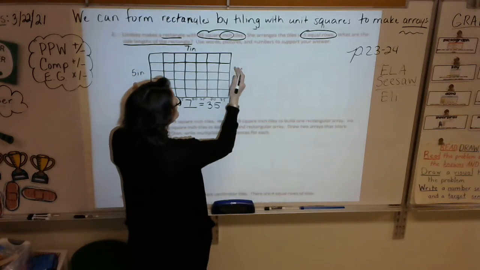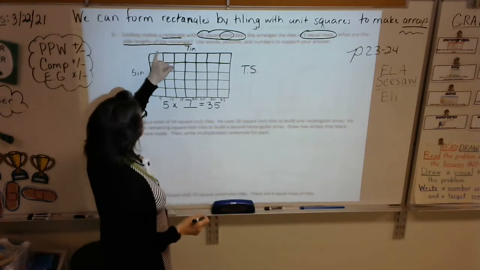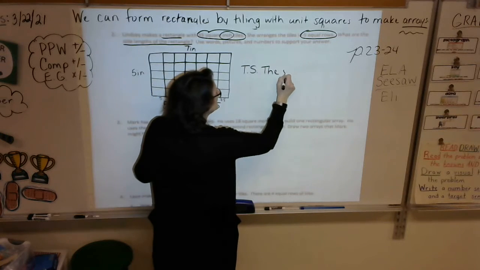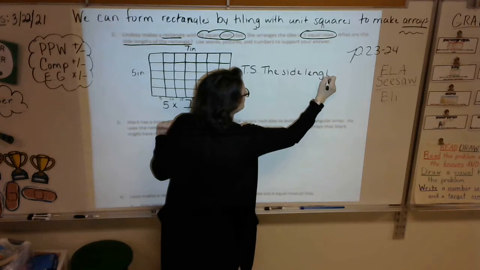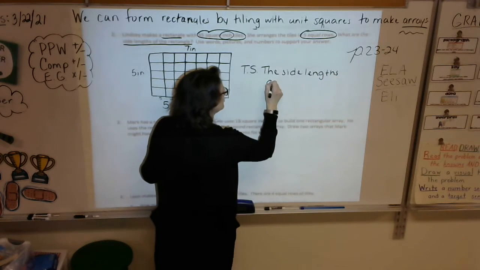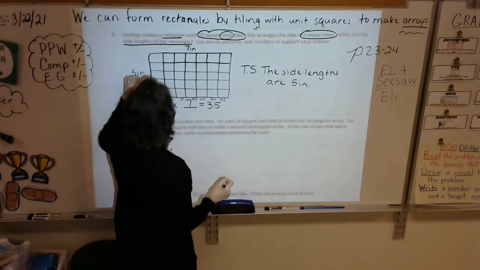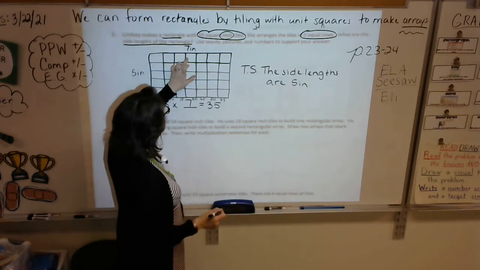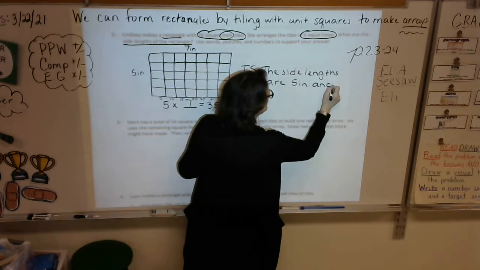All right, it is a word problem, so we need a TS. So our TS, that's our work to show our answer. TS, what are the side lengths of the rectangle? We're going to write the side lengths are 5 inches. Here we go. 1, 2, 3, 4, 5. And then going across the top, 1, 2, 3, 4, 5, 6, 7 inches. 5 inches and 7 inches.